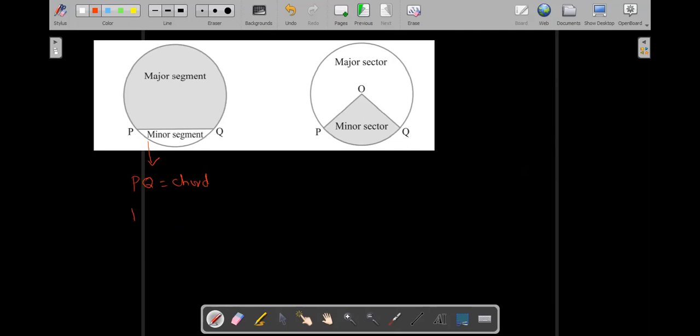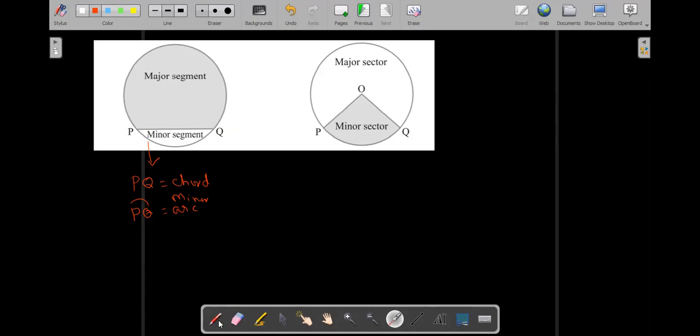If I write PQ like this, then it is an arc. Correct? And here it is a minor arc. So this is the arc and this is the chord. Understood? This distance from P to Q is called the chord, and this curved part is called an arc.